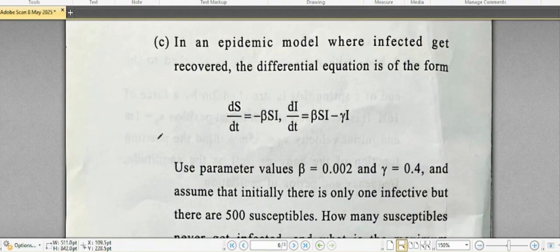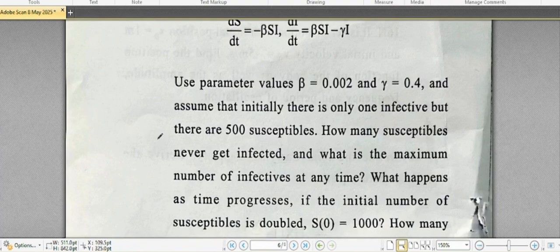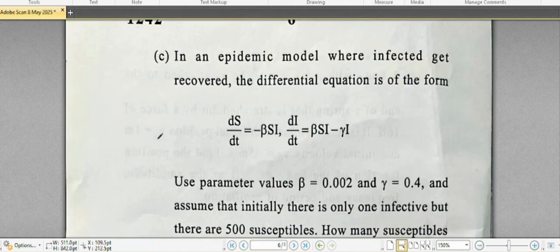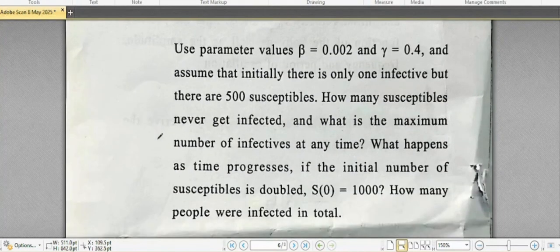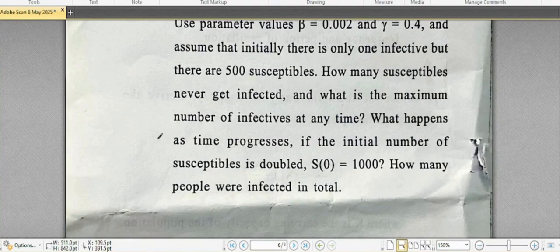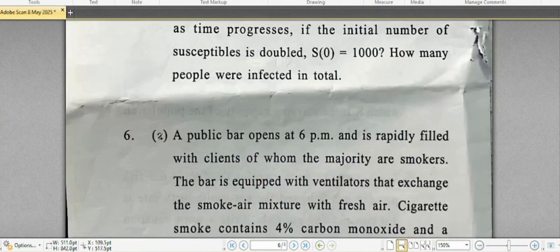Question from the book, C part, again from the book. So all these questions are standard questions from the book. You can see that the model is given, the epidemic model is given. You have to just use that model to do some calculations.